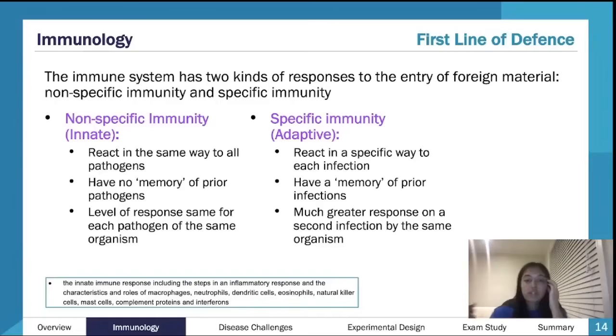Whereas with adaptive immunity, because you have that memory of past infections, if the same organism comes along, that memory kicks in really well and you get a bigger response, and then a bigger response every time the same organism tries to infect, ultimately.